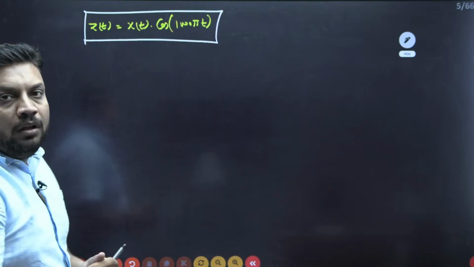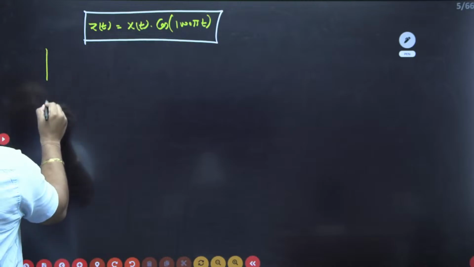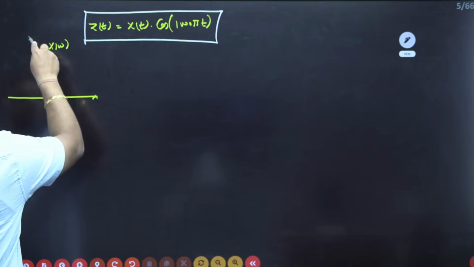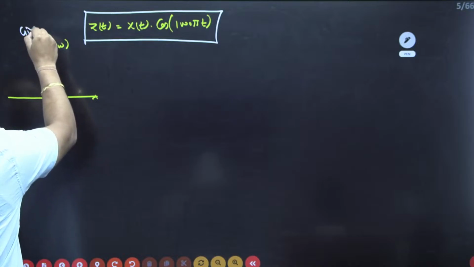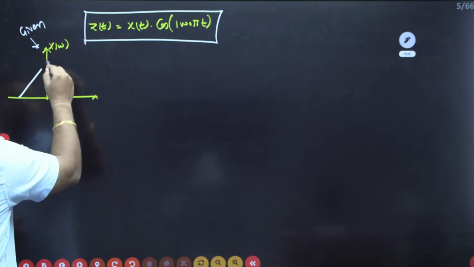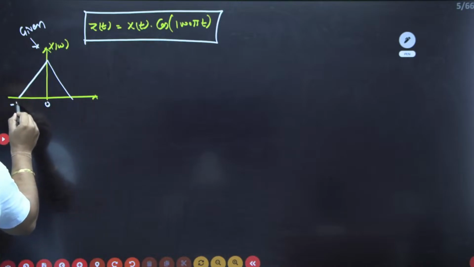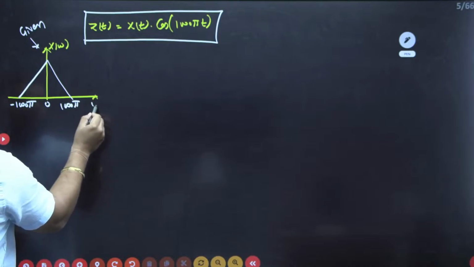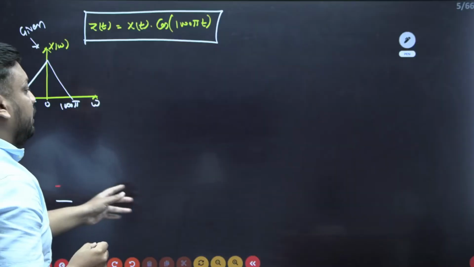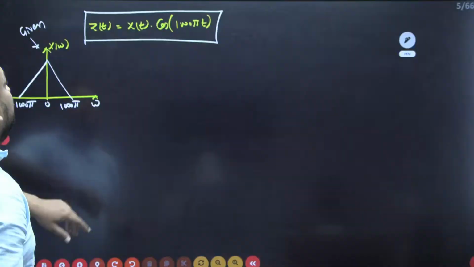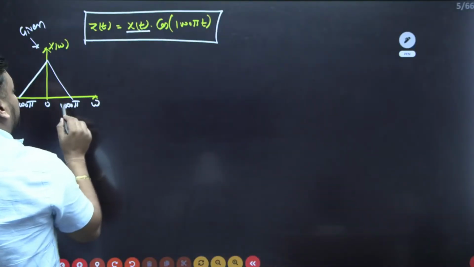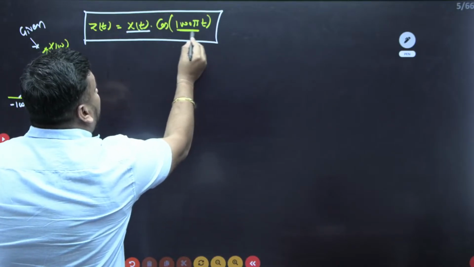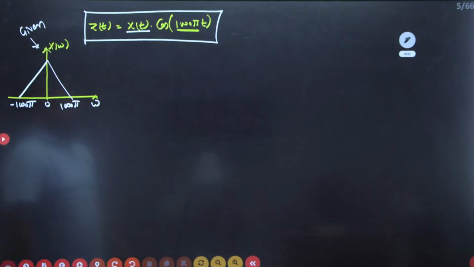And do you know the examiner has already given X(omega)? This X(omega) diagram is already given to you in the question itself, with the maximum and minimum frequency. It means x(t) has maximum frequency 1000 pi. Now here it says 1000 pi t again. Yes or no guys?